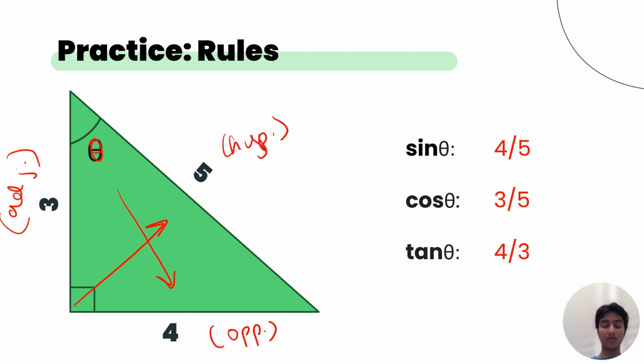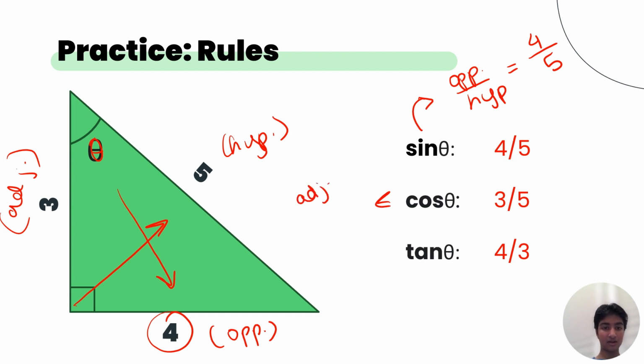Okay, so recall that sine theta is opposite over hypotenuse. And opposite here is 4, so we do 4, and the hypotenuse is 5, so we do 5. Cosine theta is adjacent over hypotenuse, and this is equal to adjacent 3 over hypotenuse 5.